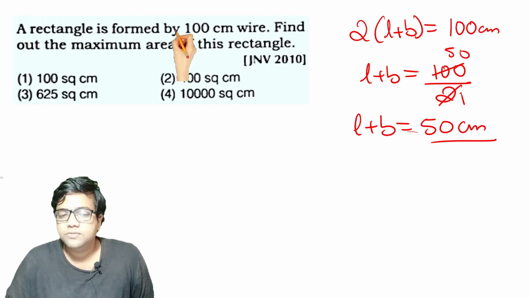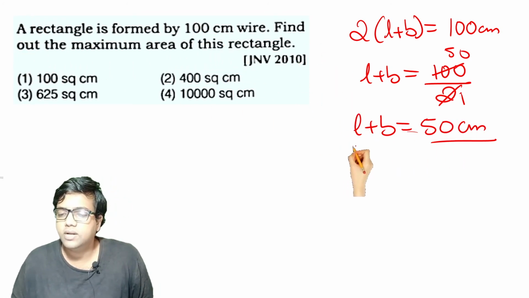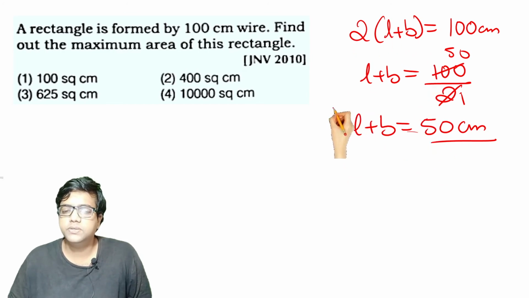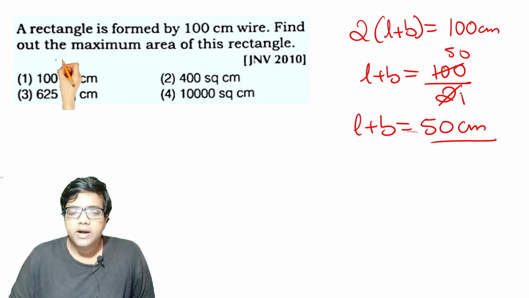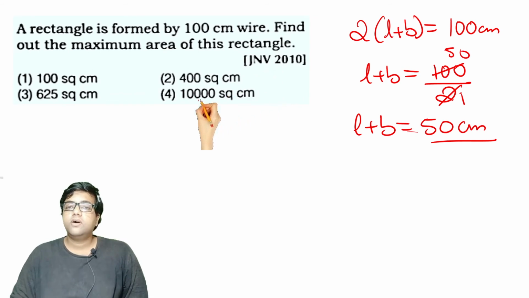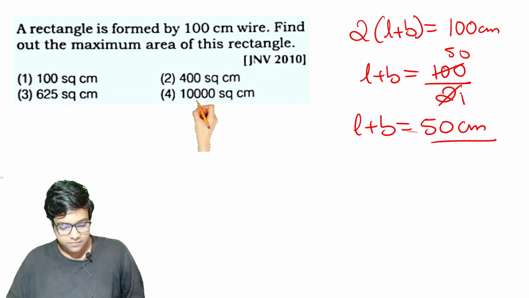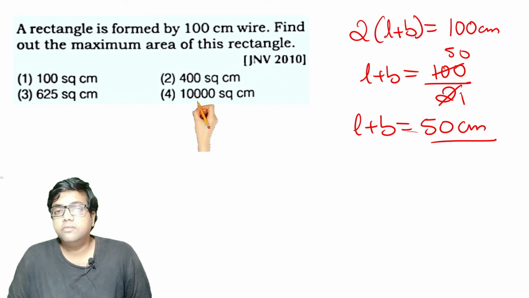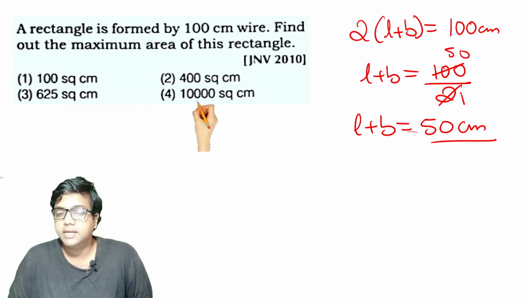A rectangle is formed by 100 centimeter wire. So length and breadth, this is the given information to us. Find out the maximum area of this rectangle. We need to find out the maximum area of this rectangle. So how to find out the maximum area of this rectangle?